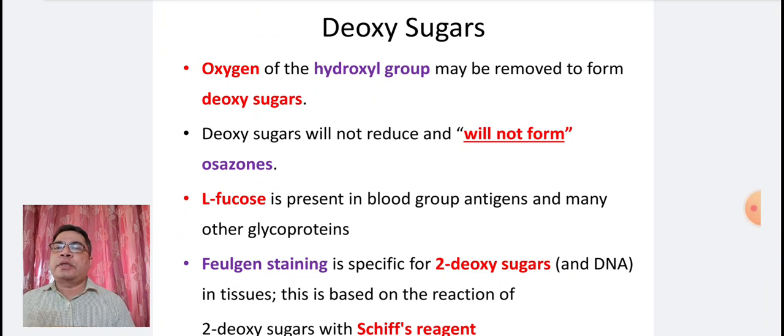Coming to the next point, deoxy sugars. Oxygen of the hydroxyl group may be removed to form deoxy sugars. Deoxy sugars will not reduce and will not form osazones. L-fucose is present in blood group antigens and many other glycoproteins. Feulgen staining is specific for 2-deoxy sugars and DNA in tissues. This is based on the reaction of 2-deoxy sugars with Schiff's reagent.